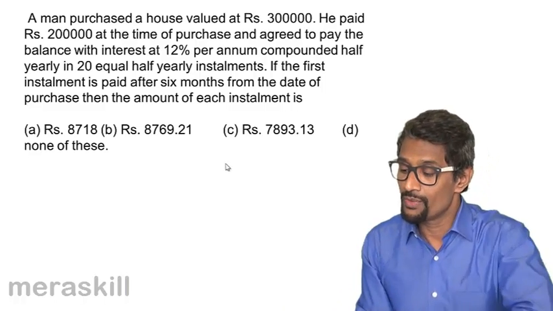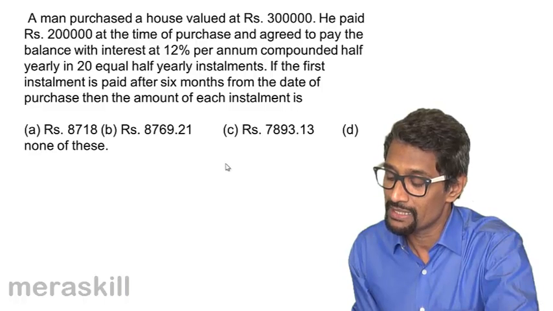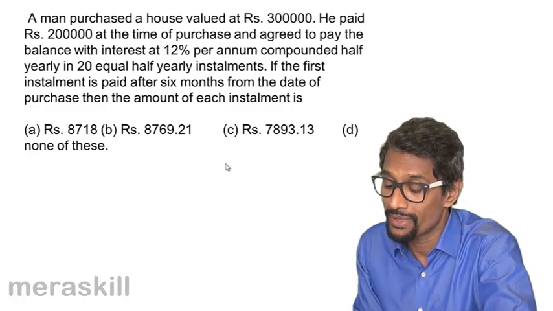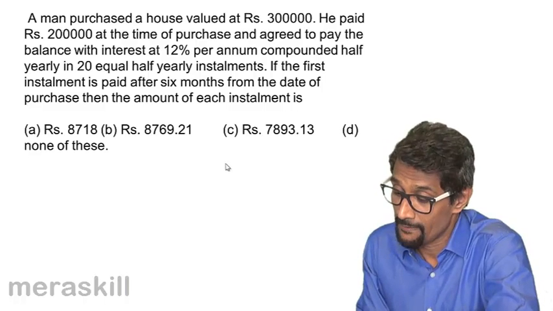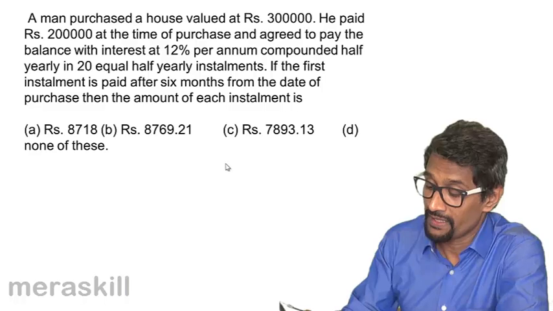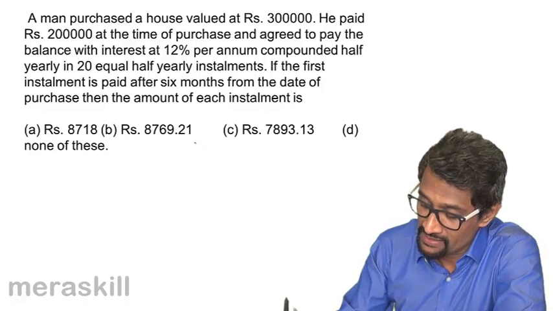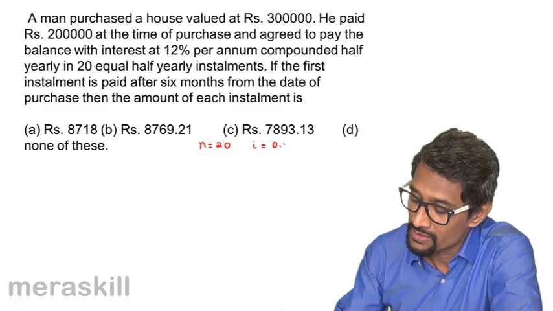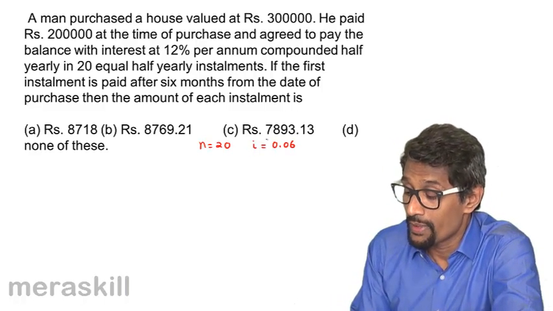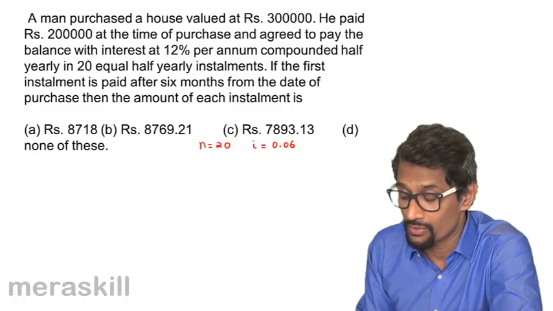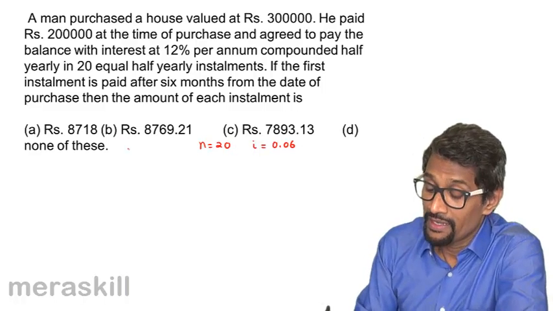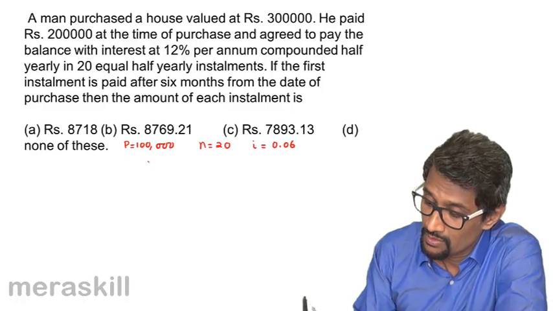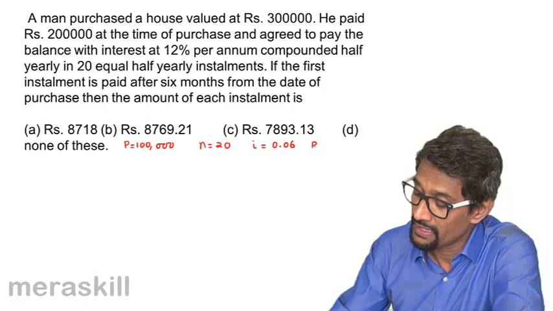A man purchased a house valued at rupees 3 lakh. He paid rupees 2 lakh at the time of purchase and agreed to pay the balance with interest at 12% per annum, compounded half yearly, in 20 equal half yearly installments. So how does this affect it? It's going to be half yearly installments. So n in any case is going to be 20, but it's 12% per annum, so i will turn out to be 0.06. The 20 half yearly installments means n would remain 20 itself. And he's taking a loan for 100,000. So the current value of the loan is 100,000, because he has paid 200,000, and you need to find R.